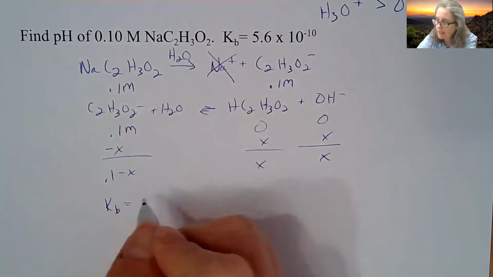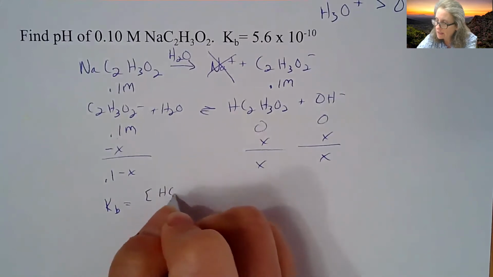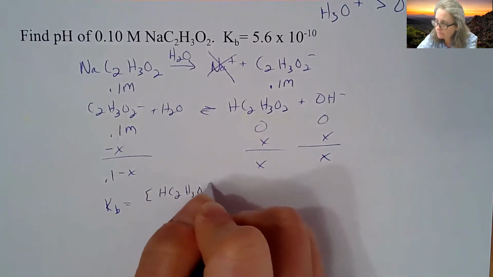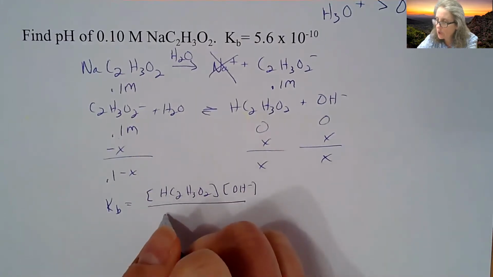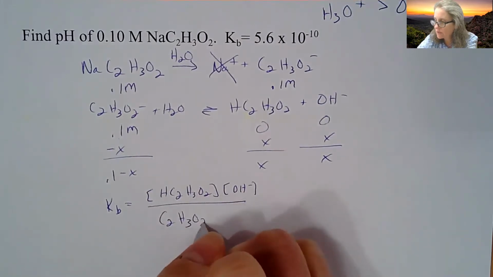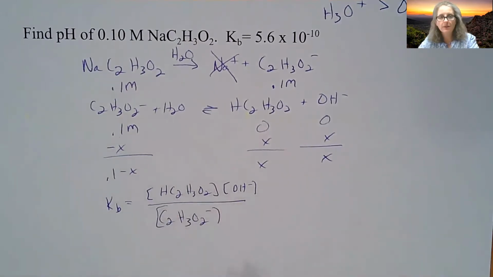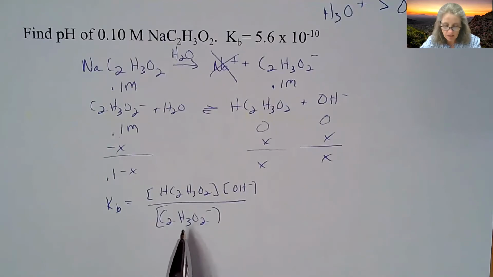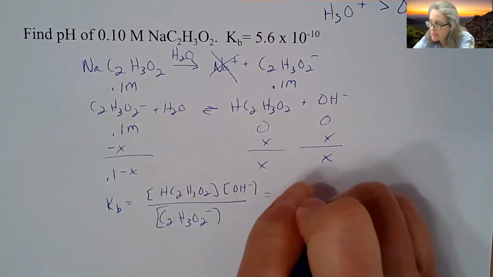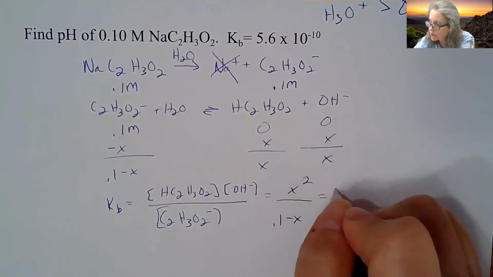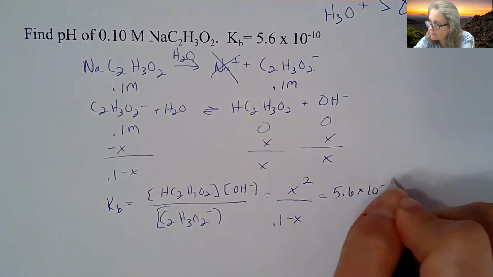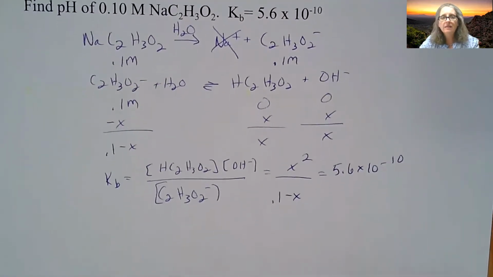So I am looking at a Kb. So I'm looking at the acetic acid times the hydroxide ion concentration over the acetate ion. So these look a little different in terms of on the bottom is not going to be the base. It's going to be, again, the ion that reacts with the water. So what's on top is the X squared. What's on the bottom? 0.1 minus X, and this is equal to your Kb, which is 5.6 times 10 to the negative 10. Again, same rules apply.